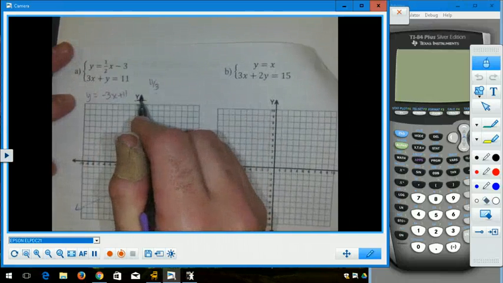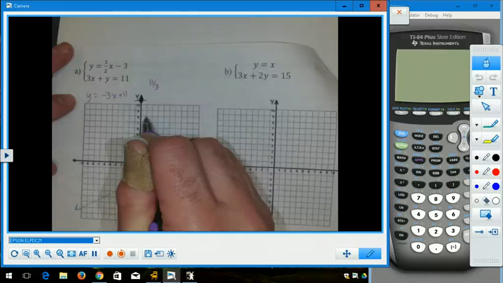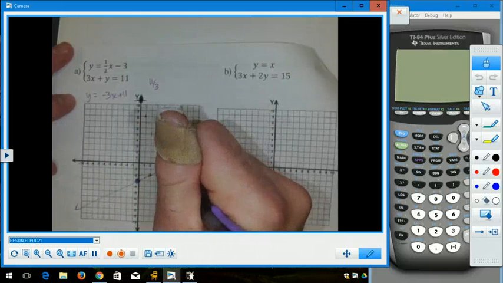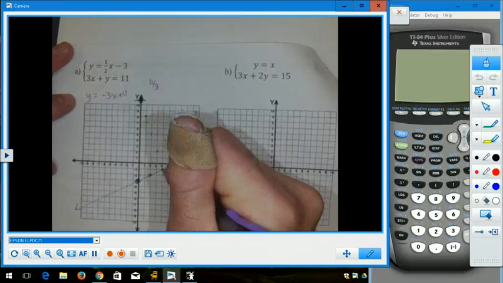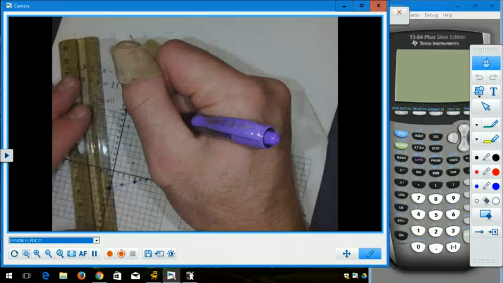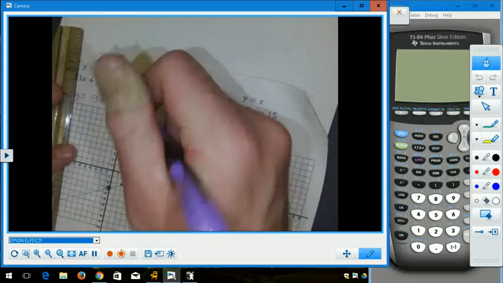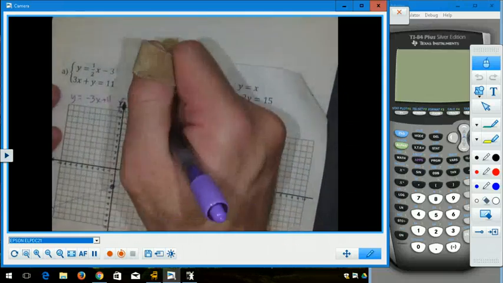So from 11, I'm going to go down 3, right 1, down 3, right 1, down 3, right 1, down 3, right 1. Hey, there's where they intersect. And so now I'm going to connect those. My point of intersection is 4, -1.